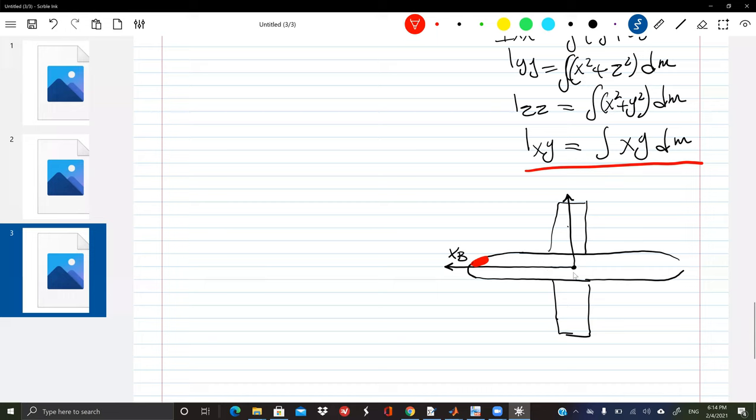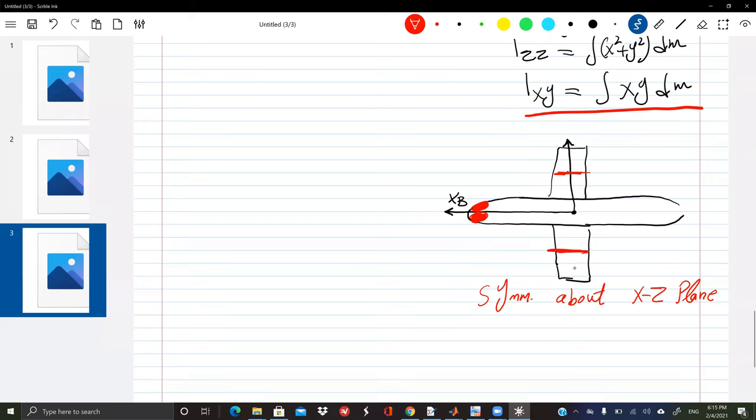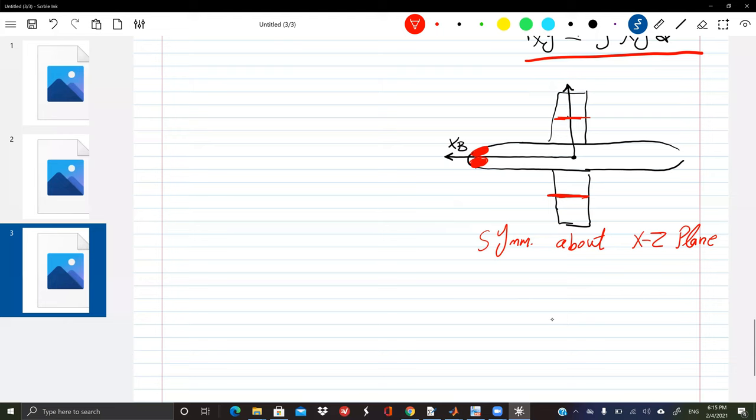The issue is, because of the symmetry, anything that has some y will have its peer with the exact same mass and exact same everything at negative y. So in particular, this chunk will have the same chunk there, and so on. When you sum them together, it's the same mass, same x, but one with positive y, one with negative y, so they will cancel each other. So because of the symmetry about the XZ plane, anything with positive Y, which is normal to the XZ plane, has its corresponding one with negative Y. So anything that has Y in it, IXY or IYZ, will be zero.